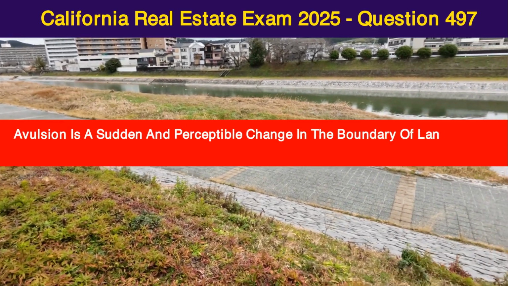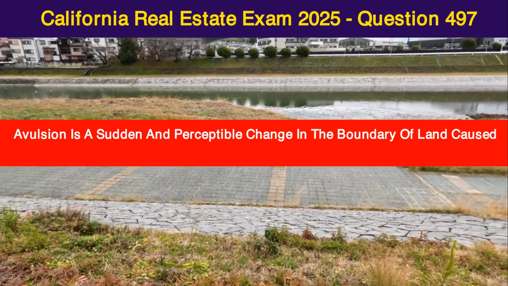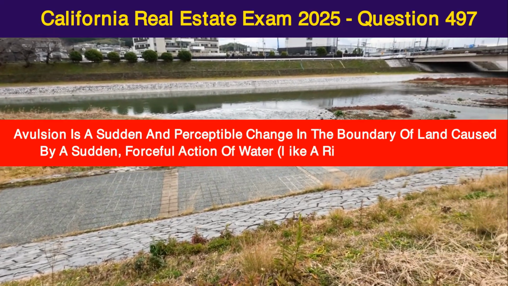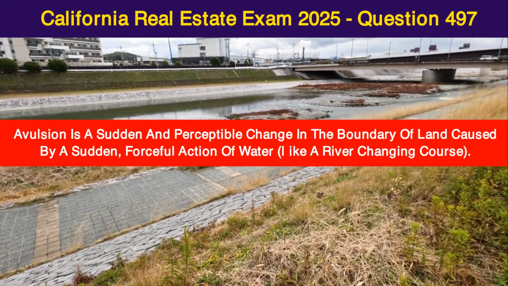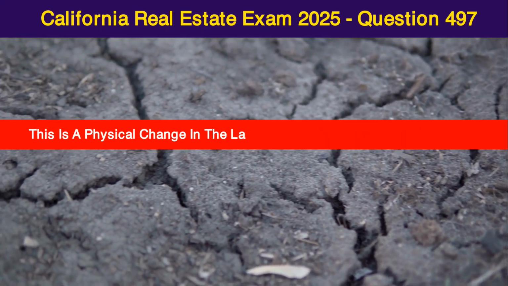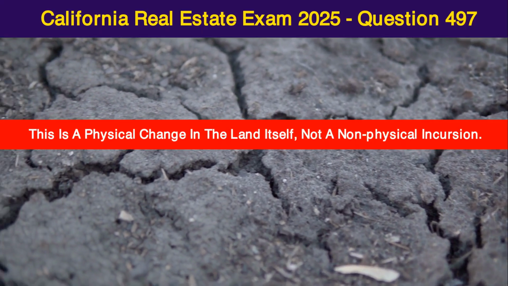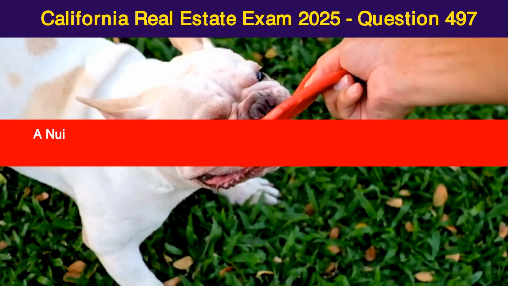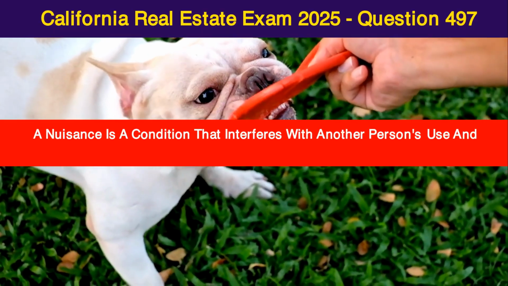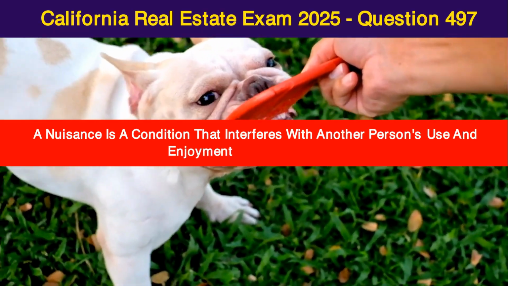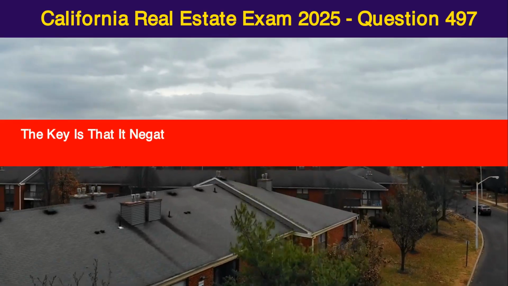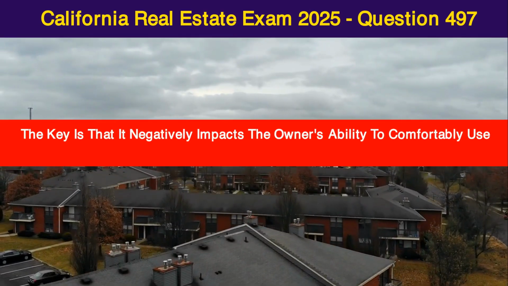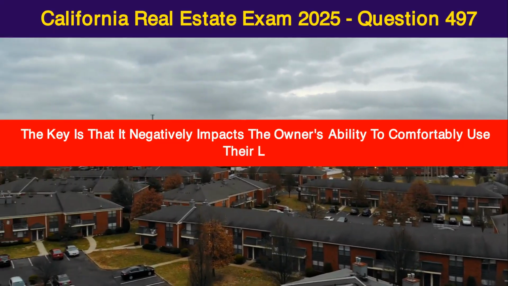Avulsion is a sudden and perceptible change in the boundary of land caused by a sudden, forceful action of water, like a river changing course. This is a physical change in the land itself, not a non-physical incursion. A nuisance is a condition that interferes with another person's use and enjoyment of their property. The key is that it negatively impacts the owner's ability to comfortably use their land.